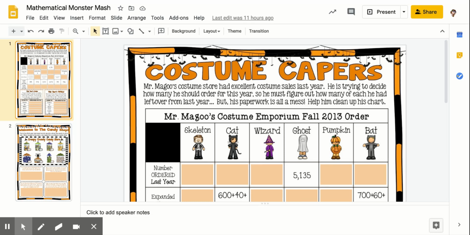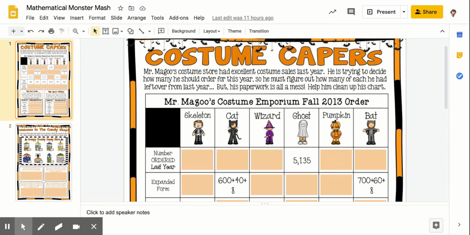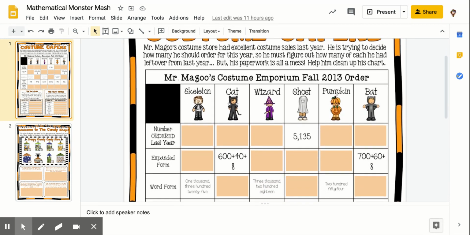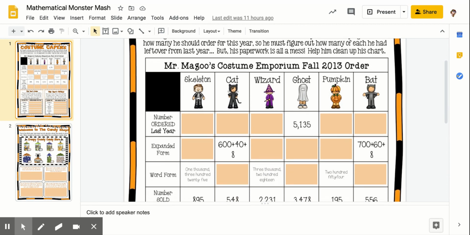So today we are going to do a Halloween activity that is going to replace your lowest WOW grade if you do this assignment properly. So we've got two Google slides. Our first slide is about Mr. Magoo and all the costumes that he ordered last year and trying to prepare for this year.